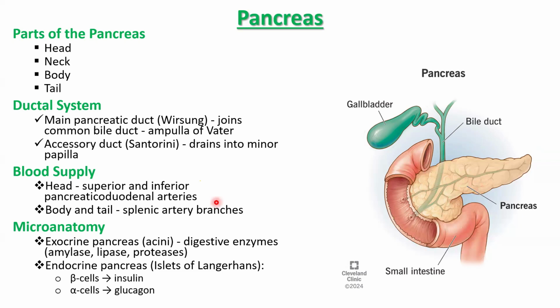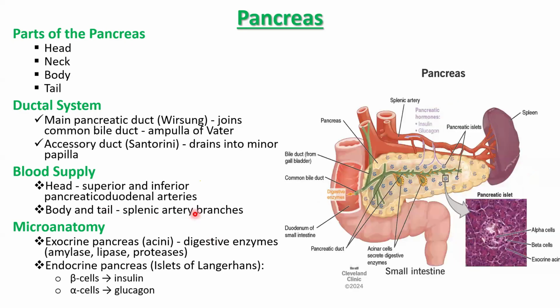Now for the blood supply of this pancreas of ours. One, the head together with the superior aspect of the body and the neck is supplied by the superior and inferior pancreaticoduodenal arteries. And then the body and tail are supplied by the splenic arteries.